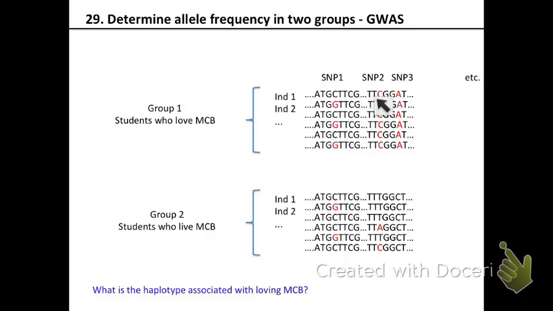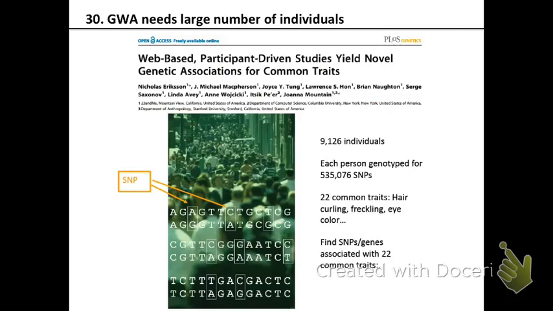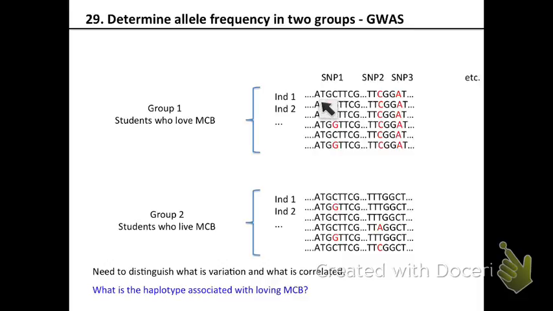Is it CCA? Is it GCA? Probably, right? Because what you can see is that the A is very common for students who love MCB, but it's not so common here. C is very common for students who love MCB, but it's not that common here. So what you can tell me is that this haplotype is associated with loving MCB.